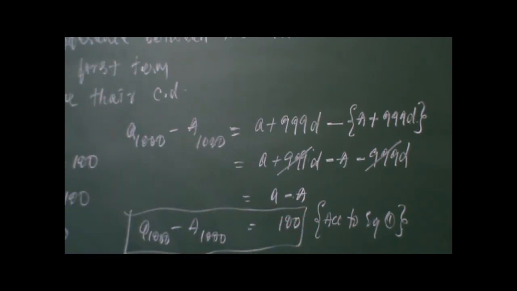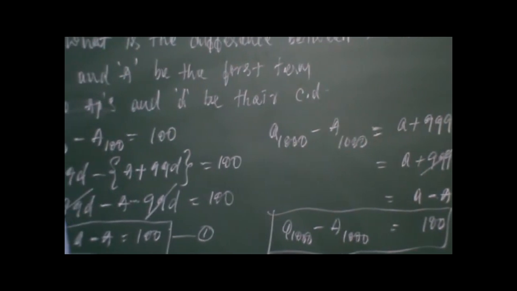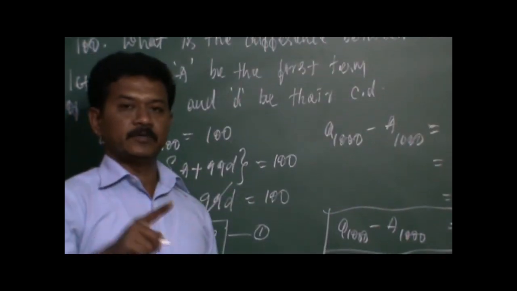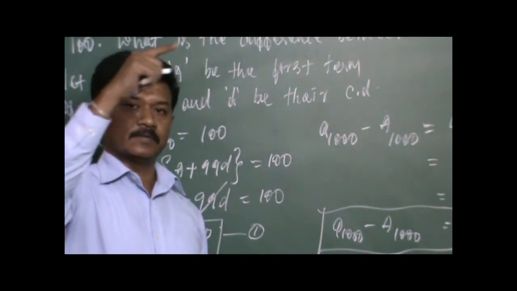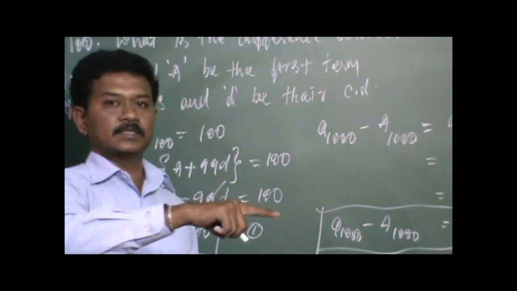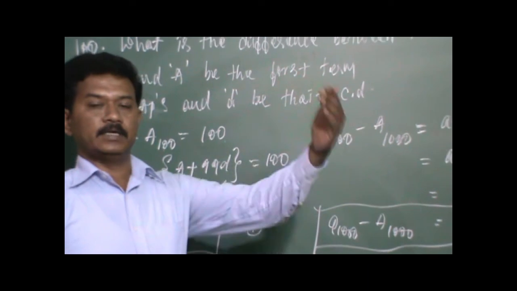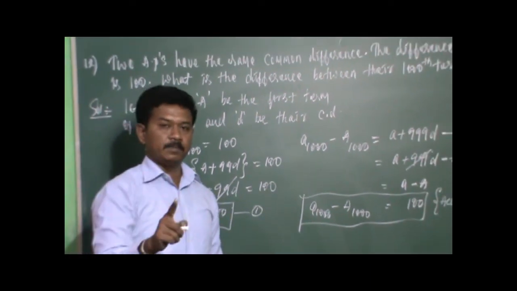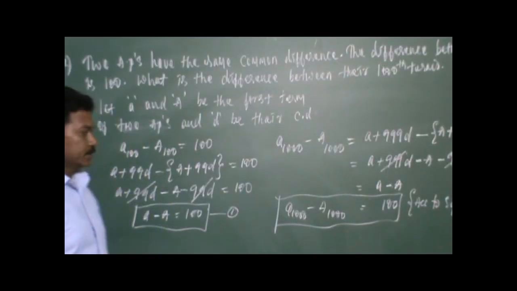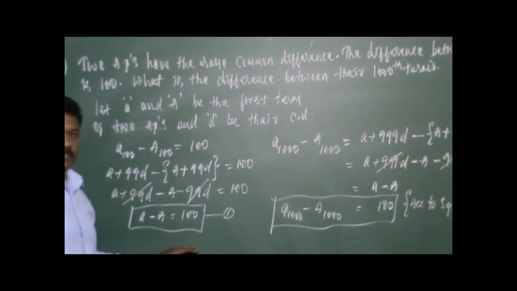So if two APs have different first terms but the same common difference, then the difference between their second terms, their fifth terms, their 10th terms, their 100th terms, their 500th terms, or maybe their 1000th terms will be the same. So that is the theoretical background of this problem.